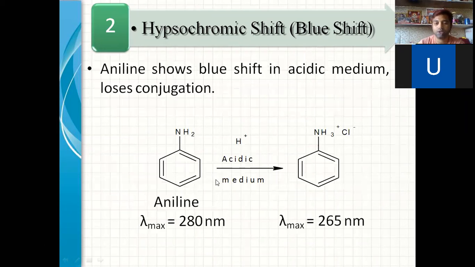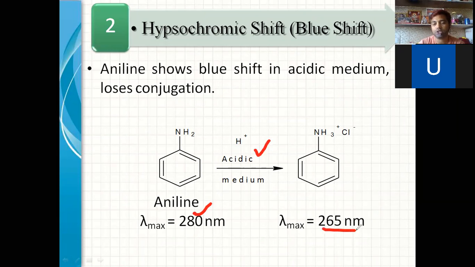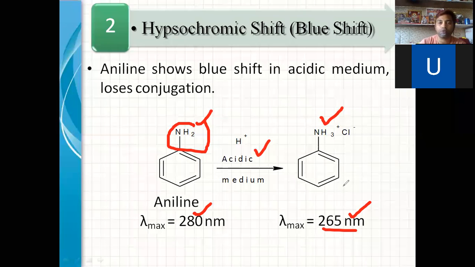See here again, in aniline, lambda maximum is 280 nanometer, but in acidic medium, lambda maximum shifts to shorter wavelength, 265 nanometer, because the conjugation is removed. Here there is conjugation, but here there is no conjugation. So there is loss of conjugation, which shifts its absorption to shorter wavelength. So lambda maximum becomes 265 nanometer. It is known as blue shift or hypsochromic shift.